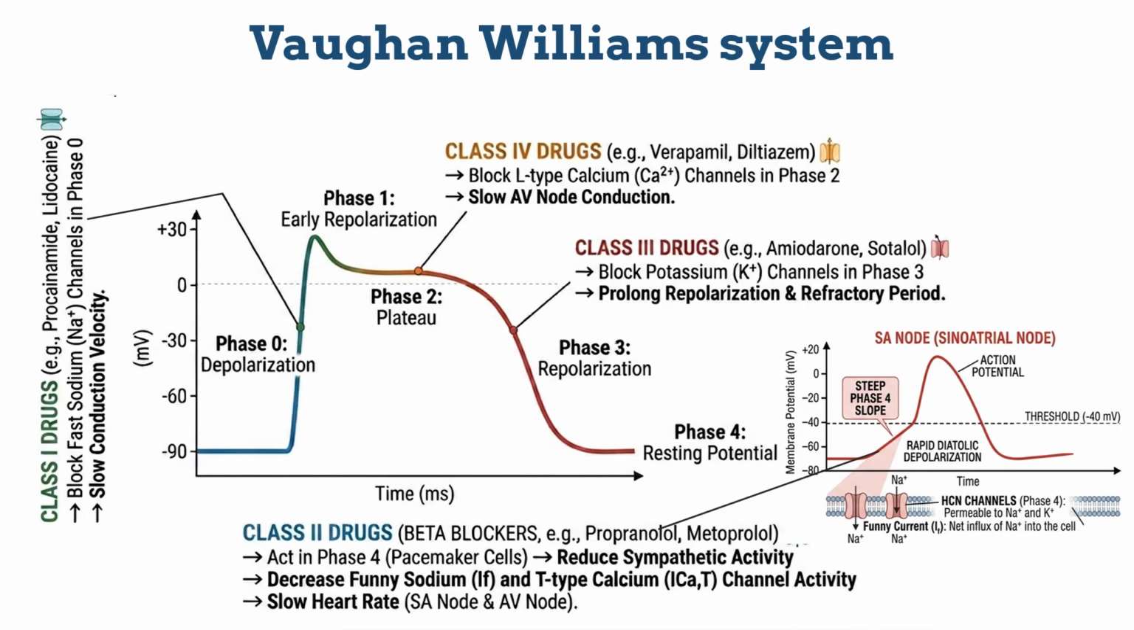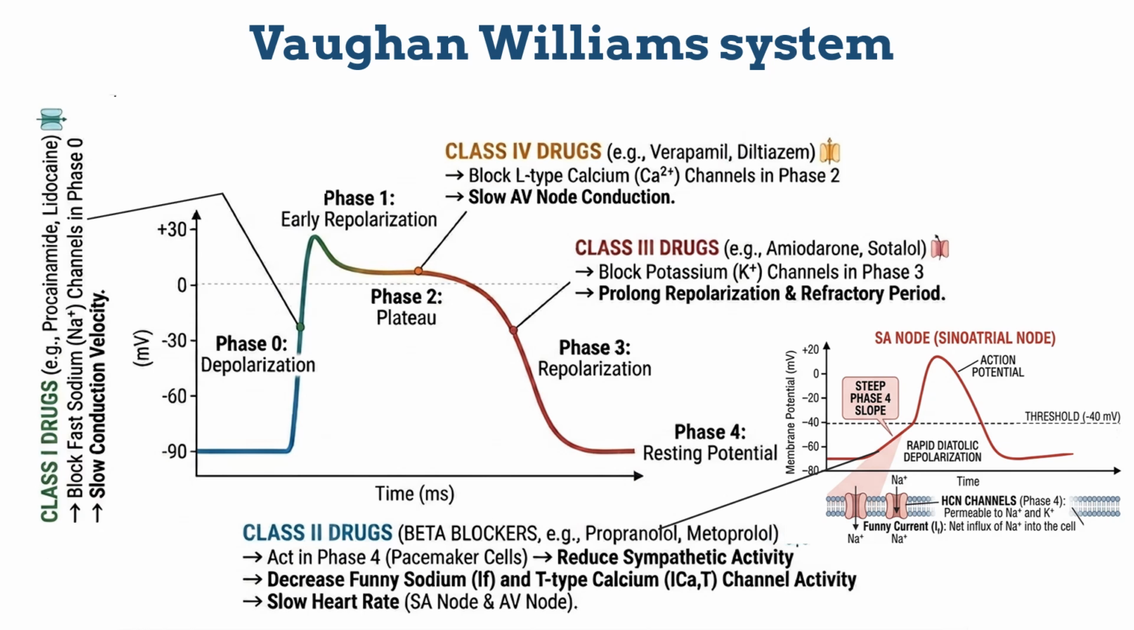Antiarrhythmic drugs are classified using the Vaughan-Williams system, which groups them based on the ion channels or receptors they affect. Each class corresponds to a specific phase of the cardiac action potential. Class 1 drugs act during phase 0 by blocking fast sodium channels. This slows the rapid upstroke of the action potential and reduces conduction velocity.